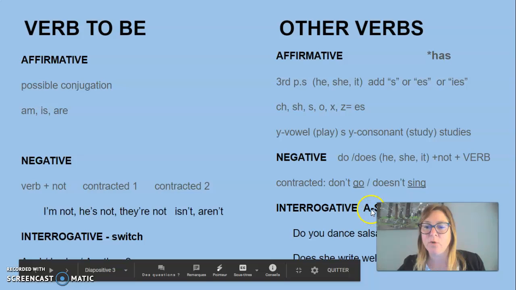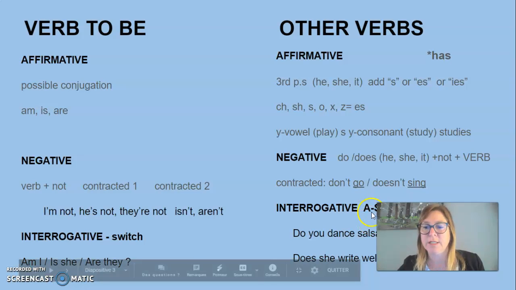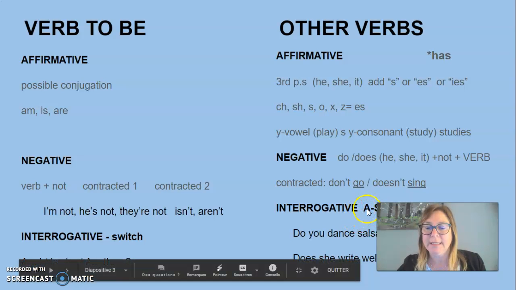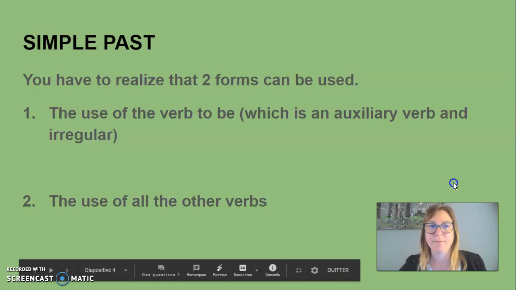Interrogative, I wrote ASVO, QUASVO, because you need to remember that it is a formula to remember where to put each word. So if you look at: Do you dance salsa? Do for the auxiliary, you for the subject, dance for the verb, and salsa for your complement or your object.